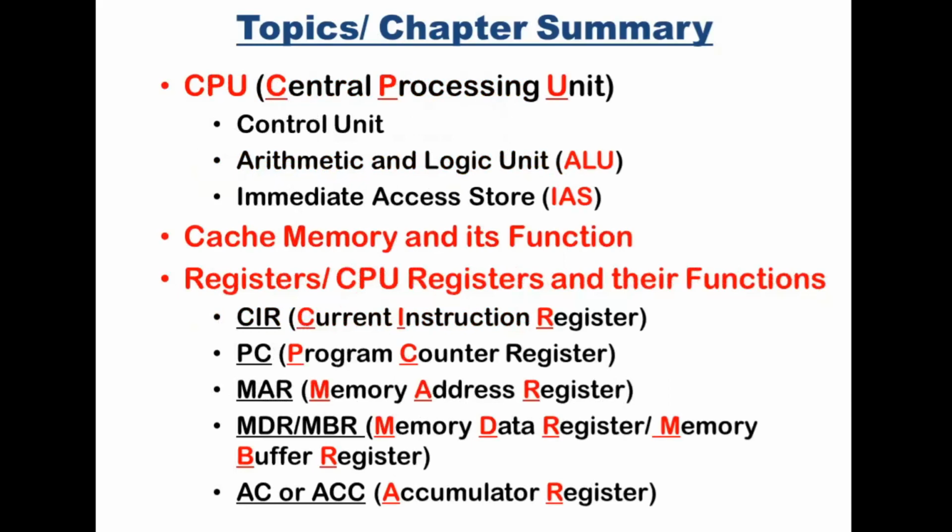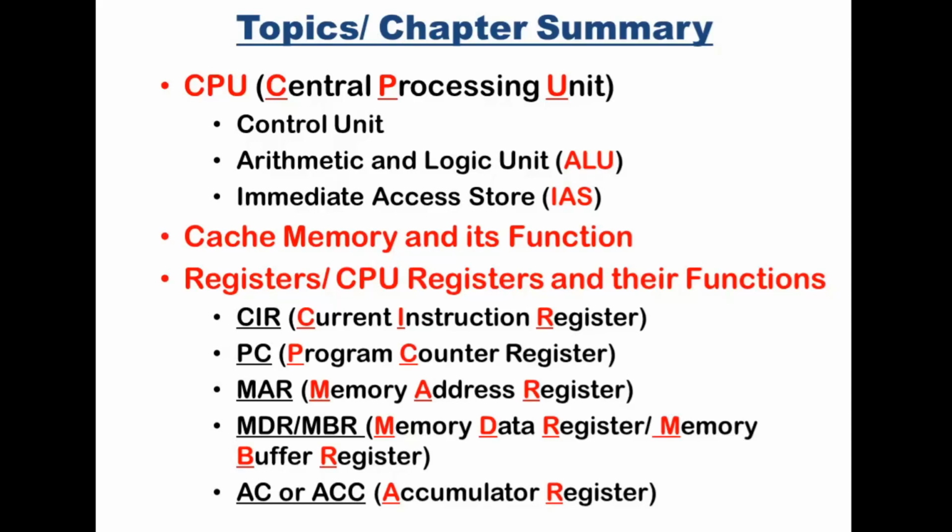Then we have discussed what are the main components of the CPU, means central processing unit, and these were control unit, arithmetic logic unit and immediate access store. Then we have discussed what is meant by the cache memory and what are the functions of the cache memory. After that, we have discussed what are the CPU registers and what are their particular functions.